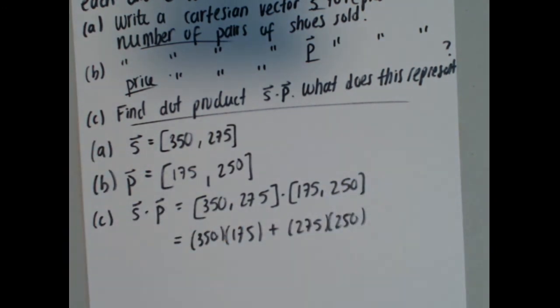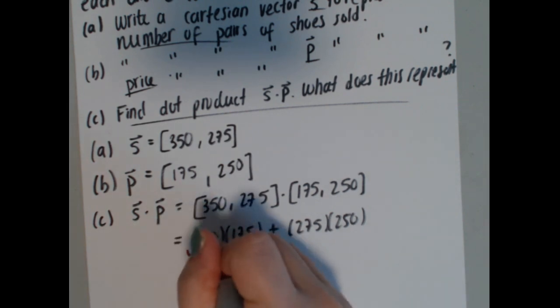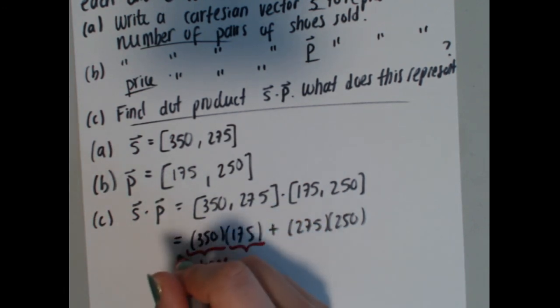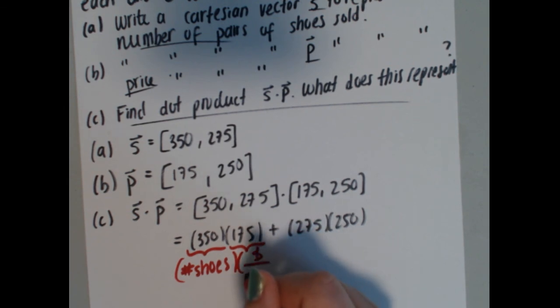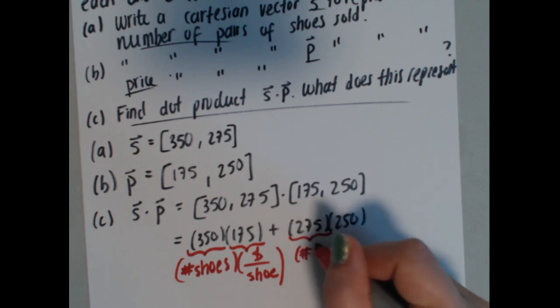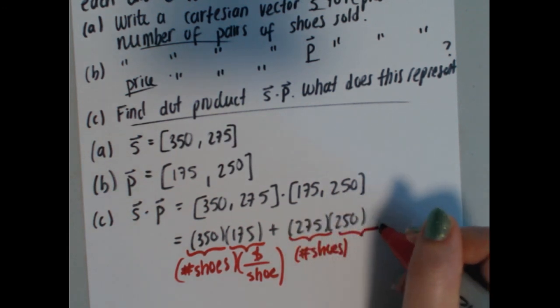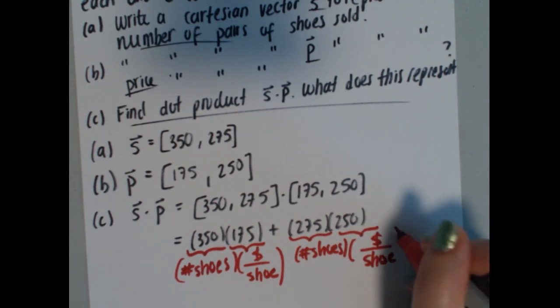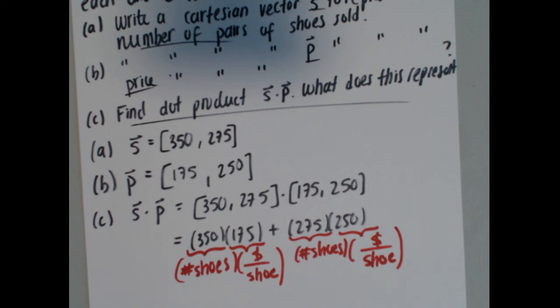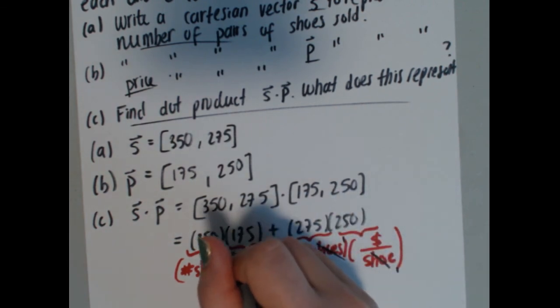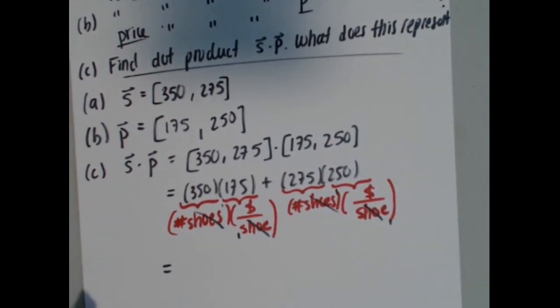Now, before I actually calculate this out, I want to show you what the units are here. 350, this is number of shoes. And the 175, that's dollars per shoe. Right, so same thing here, 275, that's the number of shoes. And the 250, this is dollars per shoe, right? $250 per shoe, or pair of shoes. What I want you to notice is that the units shoes cancel, and you're left with dollars. This is how we're going to interpret what the final result represents.